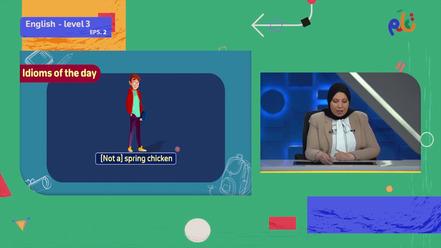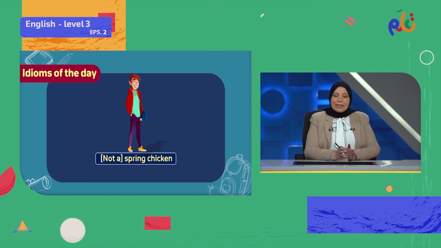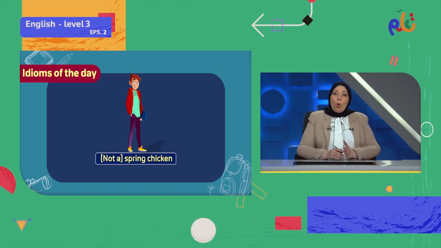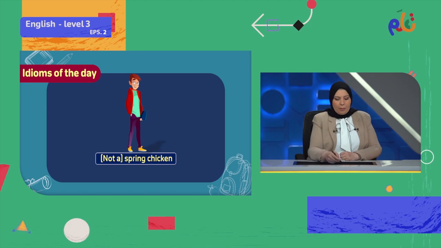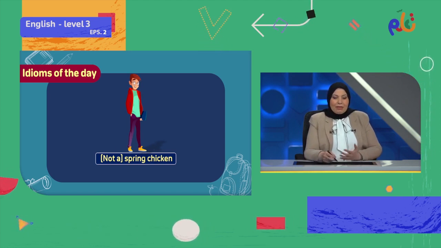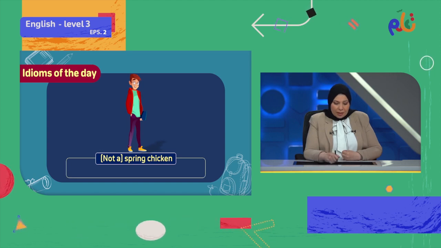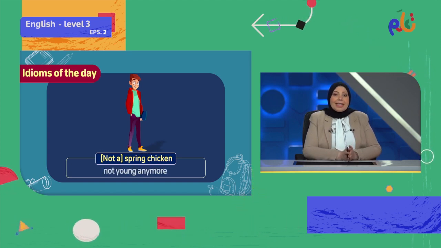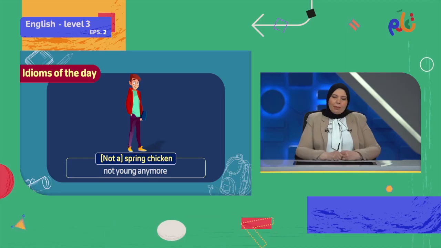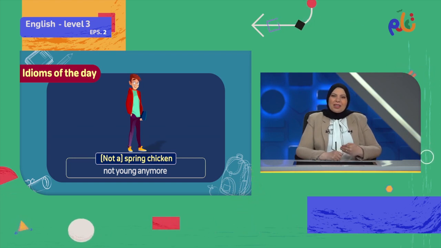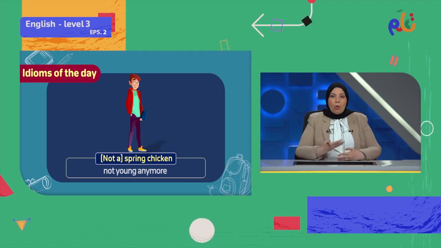not a spring chicken. Not a spring chicken. We can say he is not a spring chicken or she is not a spring chicken. Well, what's the connection between this and appearance? What does it mean? When we say not a spring chicken, it means that a person is not young anymore. So we can say your aunt is not a spring chicken, which means your aunt is not young anymore. Or I can say I am visiting the doctor more often these days. I am not a spring chicken, which means I am not very young anymore, or I am getting older.